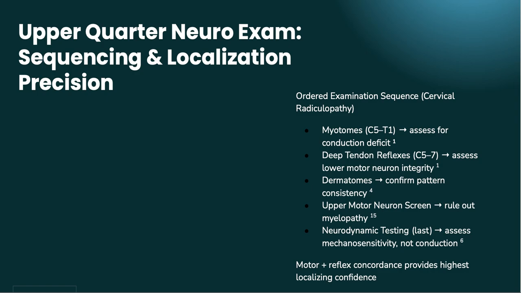Third, assess dermatomes for pattern confirmation. Sensory loss supports localization but has limited specificity when isolated. Fourth, screen for upper motor neuron signs. Hyperreflexia, clonus, or pathological reflexes suggest cervical myelopathy and require urgent referral. Finally, perform neurodynamic testing. Wainner et al. state that, quote, the upper limb tension test is most useful to rule out cervical radiculopathy when negative. Motor and reflex concordance provide the strongest localization. Sequence reflects physiology. Conduction first, mechanosensitivity last.